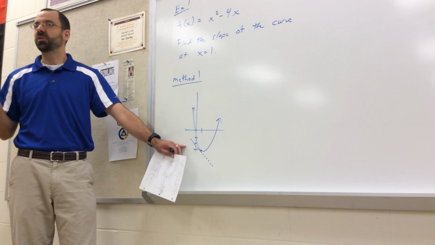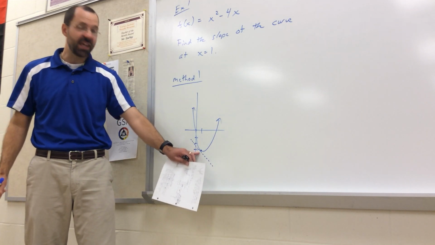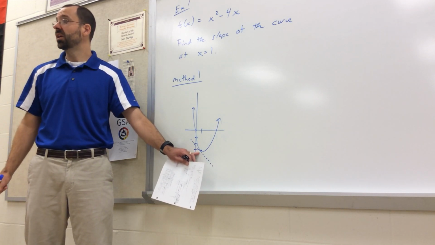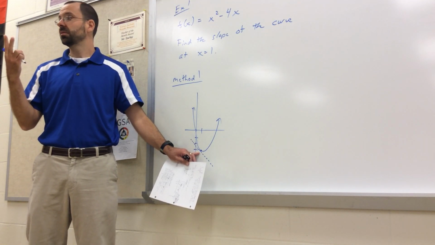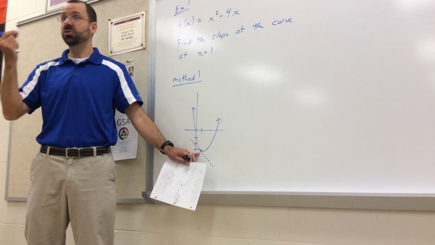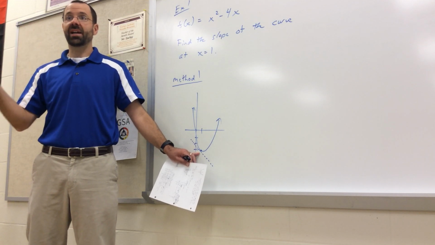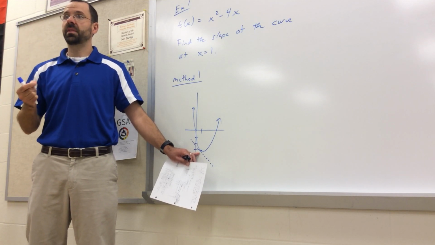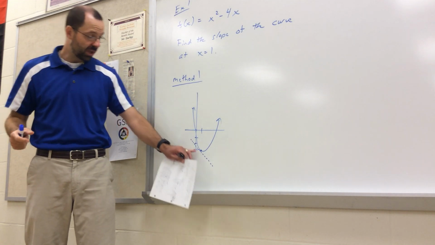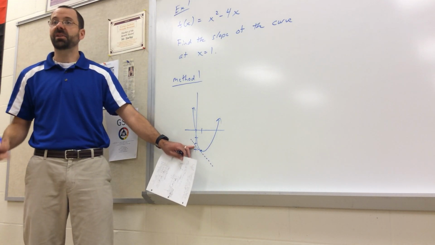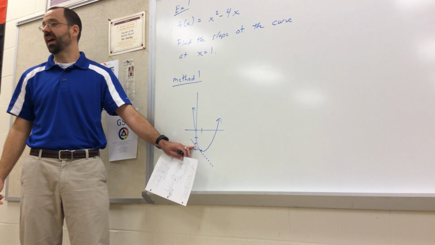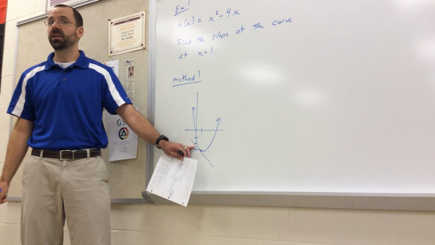Okay, now here's the problem. I have a point, (1, -3). But to calculate slope, I need 2 points. Because the slope formula is y2 minus y1 over x2 minus x1, right? And I don't know another point on this line. I mean, I could guess based on my sketch, but I don't want to guess. I want to get the actual slope of this line.